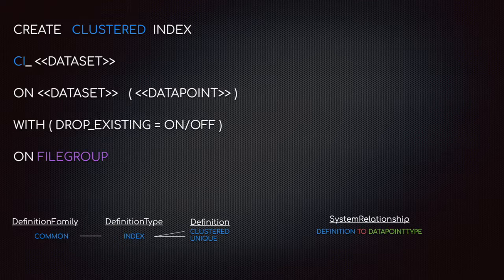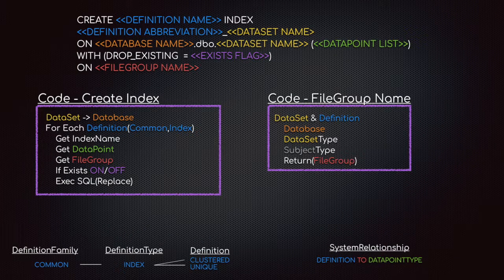So in this video, we're basically going to replace a SQL script for the name, what table it should be on, the data point list, does it exist or not, and get that file group back, using the definitions that we created in the last video. And the code is pretty simple. We have a file group function that we will create. It takes in a dataset and definition, and it gets the database, dataset type, and subject type information to return the file group. And the other piece of code that we need to create actually builds the indexes. It iterates through definitions, generates the index name and the data point list, and grabs that file group from the function on the right. Executes everything, and we're good to go.